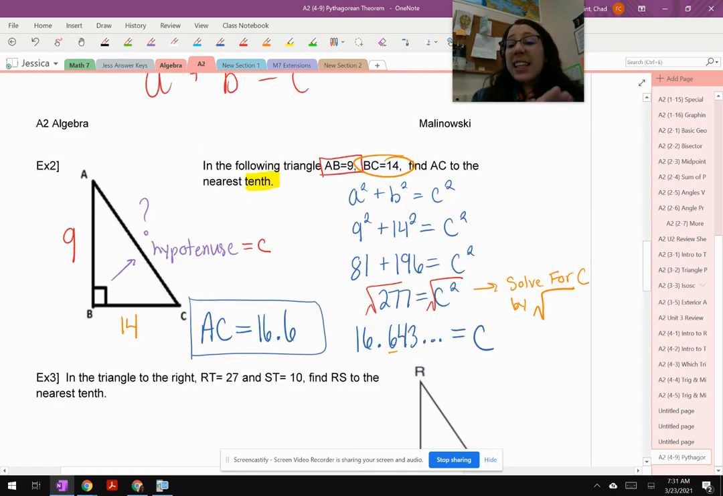Notice here they didn't give me any angles and there was no talk of angles, which is why we knew to use the Pythagorean theorem and not trigonometry.